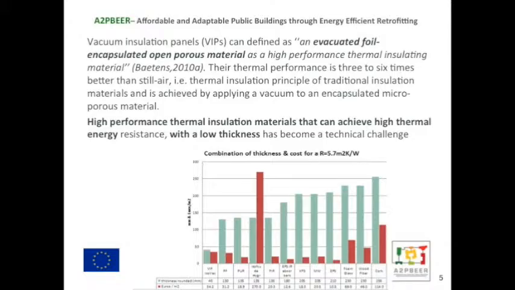So in this graphic, we can see the general prices of each of the insulation materials related to the thickness. So in the first column we can see the vacuum insulation panels, that is one of the most promising insulation for retrofitting.